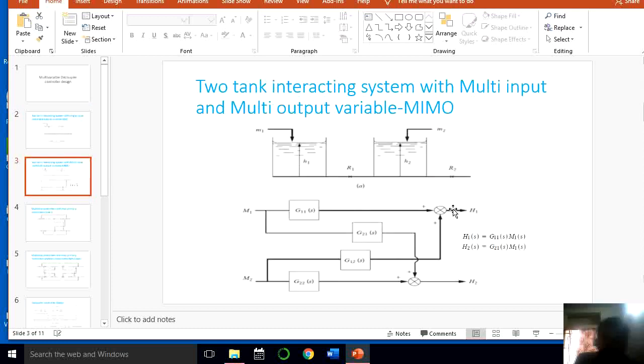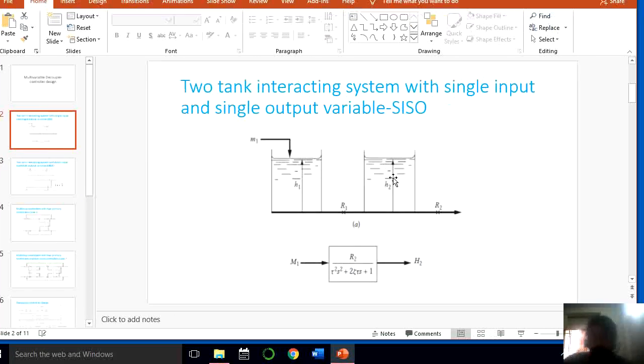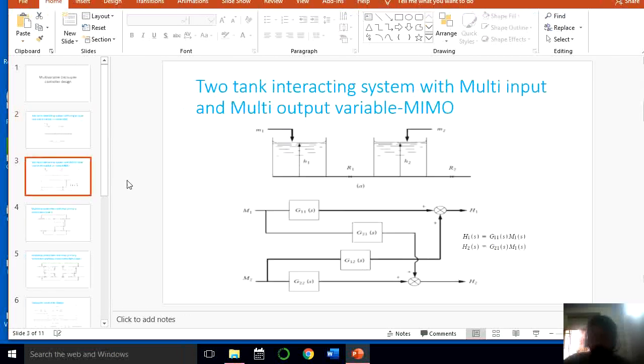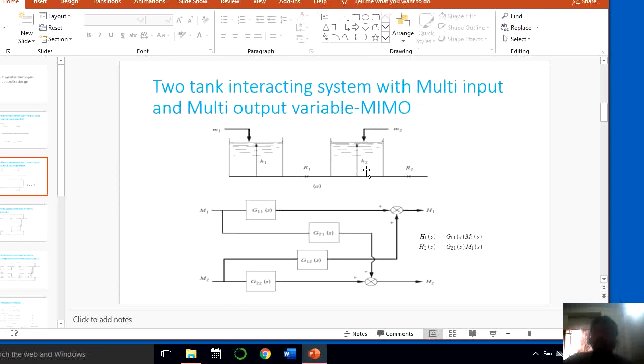Now look at the same system, now converted into a multi-input multi-output system. Instead of controlling only the level in tank 2, that is H2, I am also interested in controlling the level in tank 1. Now I have two controlled variables, H1 and H2. Along with that, I have one more manipulated variable. In the previous case we controlled H2 using M1. Now I am interested in controlling both H2 and H1, and I have one more manipulated variable, M2, the flow rate to tank 2.